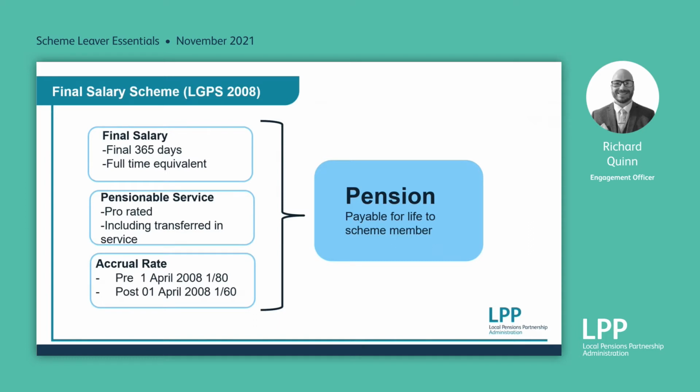The final salary scheme works by considering the member's service in calendar length, and this is prorated down for anyone working part-time, and either has an accrual rate applied of 1/80th for the service prior to the 1st of April 2008 and a 1/60th for service accrued between the 1st of April 2008 and the 31st of March 2014. Finally, we will look at the final salary for the 365 days up to the date of leaving. This is then prorated to the full-time equivalent for part-time members.